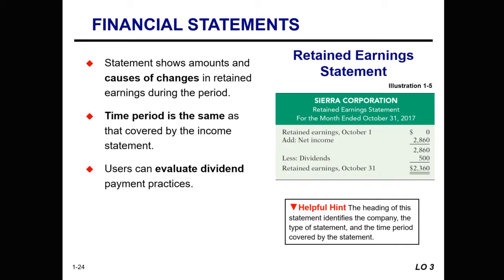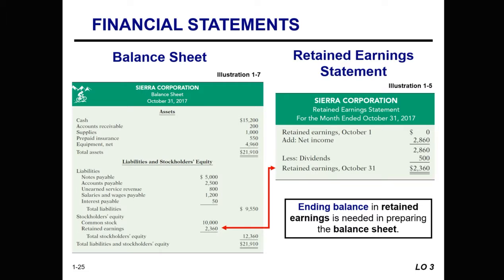One of the uses of the retained earnings statement is for analysts, investors, and individuals of the like to evaluate how often, how much, frequency, how dividend payment practices may tie back to net income. A variety of information can be derived from this. We then take that retained earnings calculation, and it is the amount that is reported on our balance sheet as the retained earnings in our stockholders' equity section.